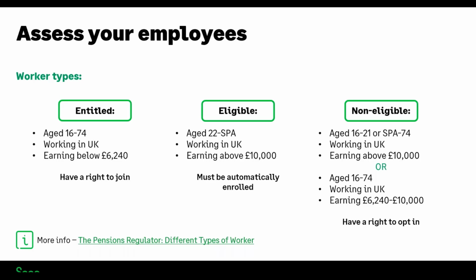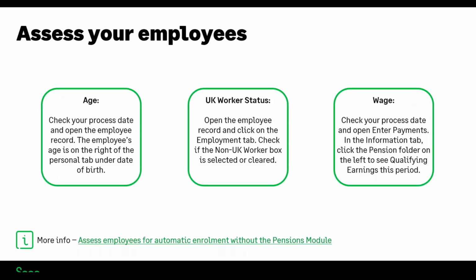And last but not least, you've got non-eligible employees. These are people aged 16 to 21, or state pension age to 74, working in the UK, earning above £10,000, or employees aged 16 to 74, working in the UK, earning between £6,240 and £10,000. And these employees have a right to opt into the scheme. So those are the worker types. And whether you assess the employees manually or via the pension assessment, three things are going to be checked for your employees.